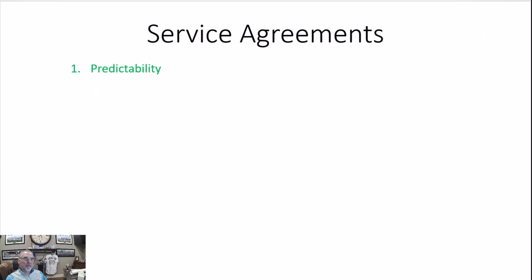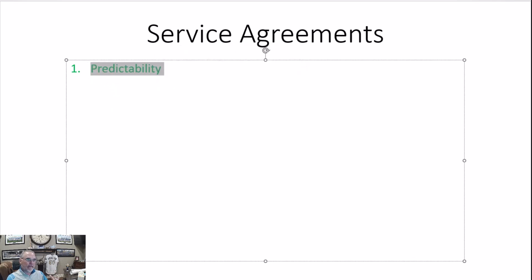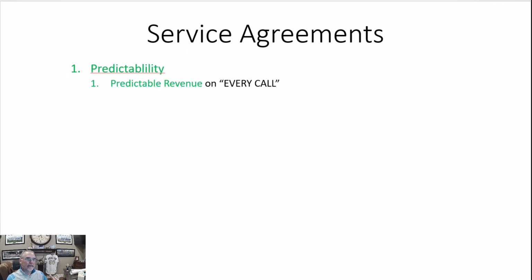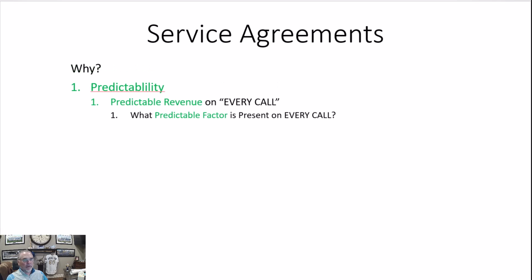Predictability. Service agreements give you predictability. Why was that predictability? Think about why service agreements are a predictable income stream. Predictable revenue on every call. Where is that predictable revenue on every call? What predictable factor is present on every call? This is how you have to think about this. What is the predictable revenue on every call, and what predictable factor is present on every call?